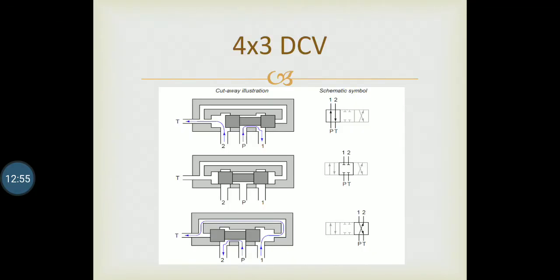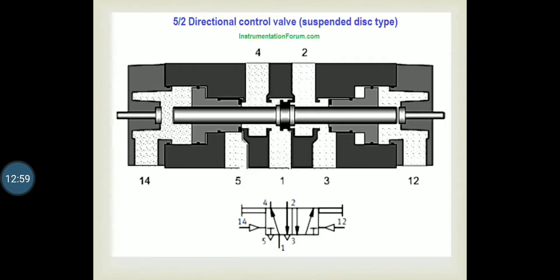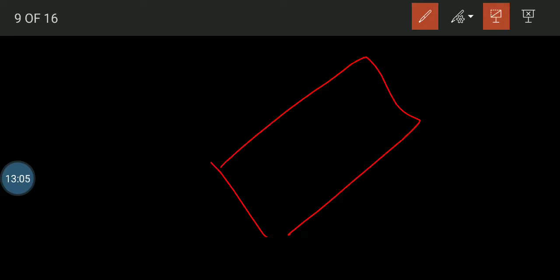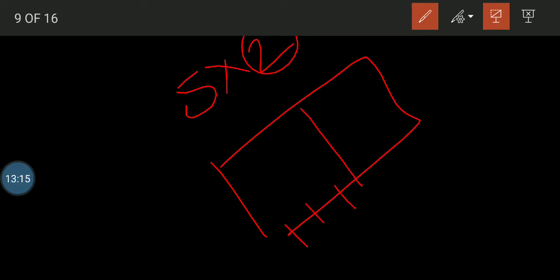This is the complete 4x3 DCV. And now 5x2 DCV. 5x2 is actually the term related to 5x2 or even 3, we can say. So for 3 we need to have 3 sections, and for 2 we need to have 2 sections. 5 means 1 2 3 and 1 2 and 1 2 and 1 2 3. With this, like this, the basic layout will be.